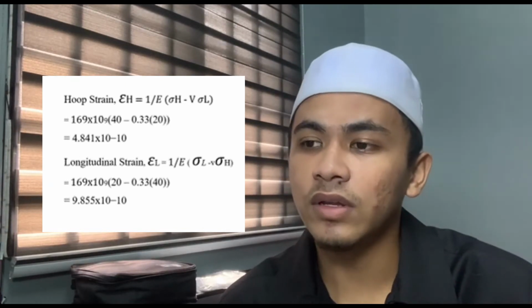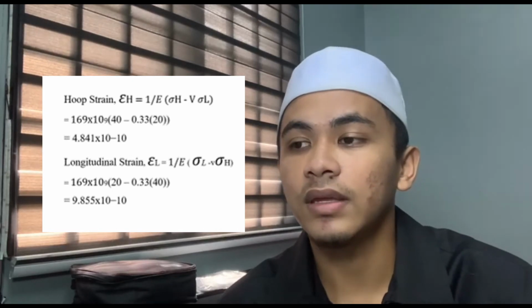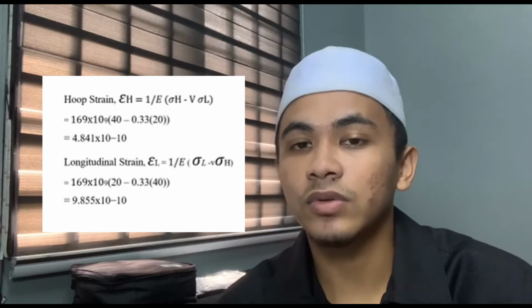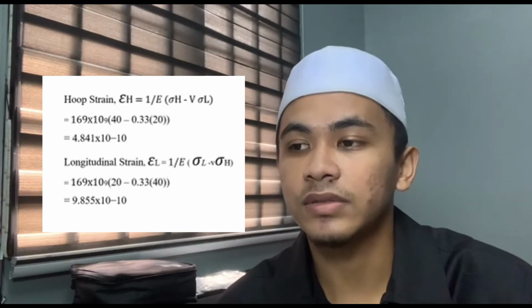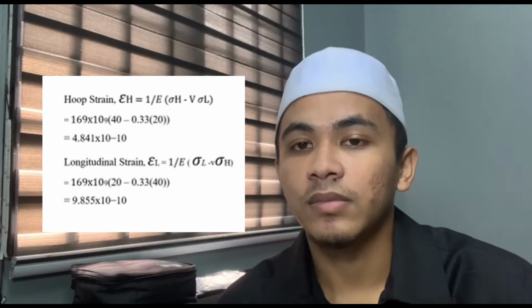Next, the last one, longitudinal strain. The formula is 1 over E multiply longitudinal stress minus Poisson ratio multiply hoop stress, and the answer is 9.855 multiply 10 power of negative 10.